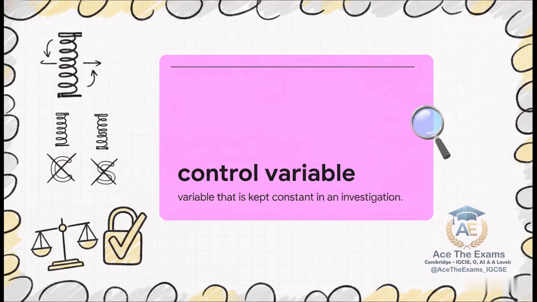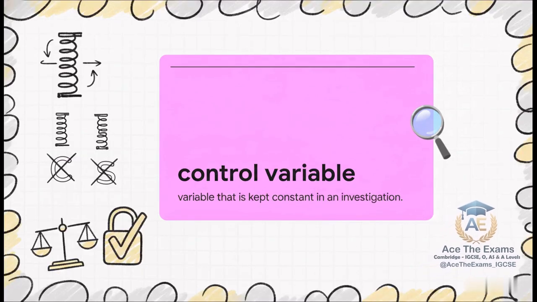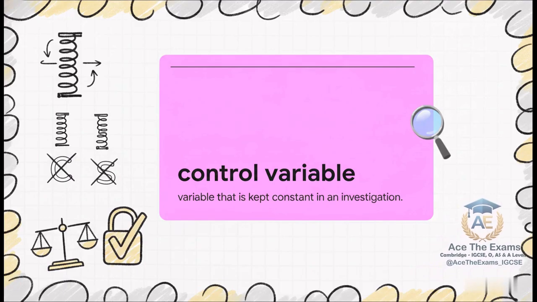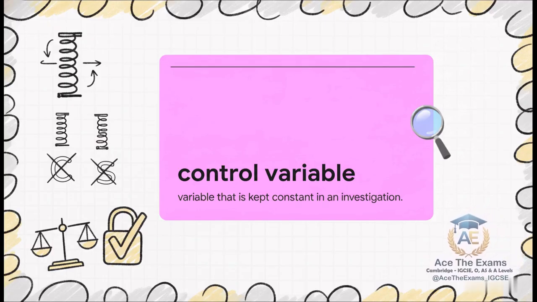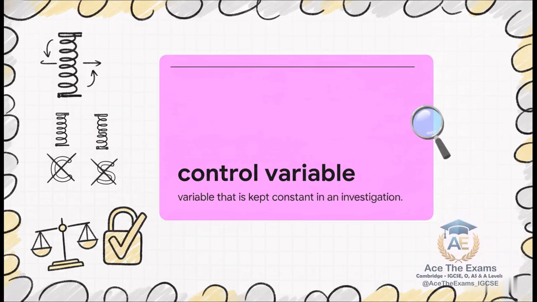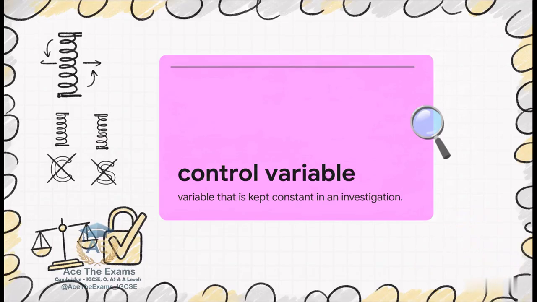But to make your data actually mean something, you absolutely need this third piece. A control variable is any variable that is kept constant throughout your entire investigation. Think about it. If you're testing springs, you don't secretly swap out a stiff steel spring for a flimsy copper one halfway through the experiment, right? You keep the material constant. Controlling these background variables locks in the reliability of your data, proving to the examiner that your test was 100% fair.